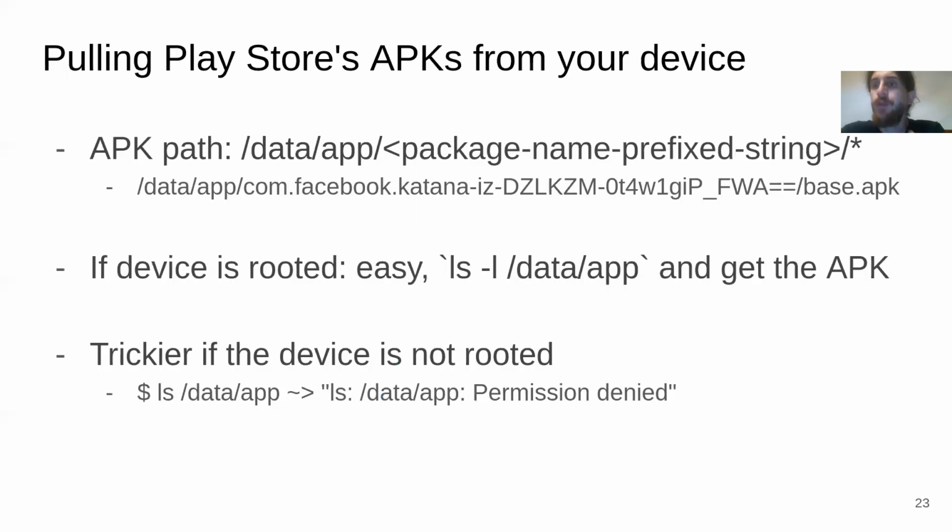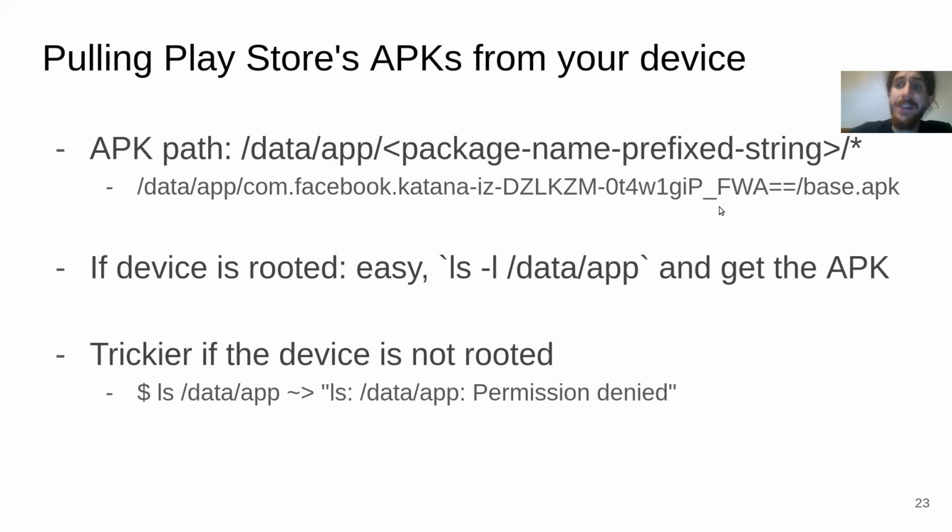Okay, let's focus on how to get an APK out of your phone. So once you install an APK, usually it lives at a folder like this: /data/app, and then some kind of weird string with some weird name, and then /base.apk. Example for Facebook, it's something like this on my phone when I did the slides. /data/app/com.facebook.katana, which is the package name of Facebook, and then some kind of random stuff, /base.apk.